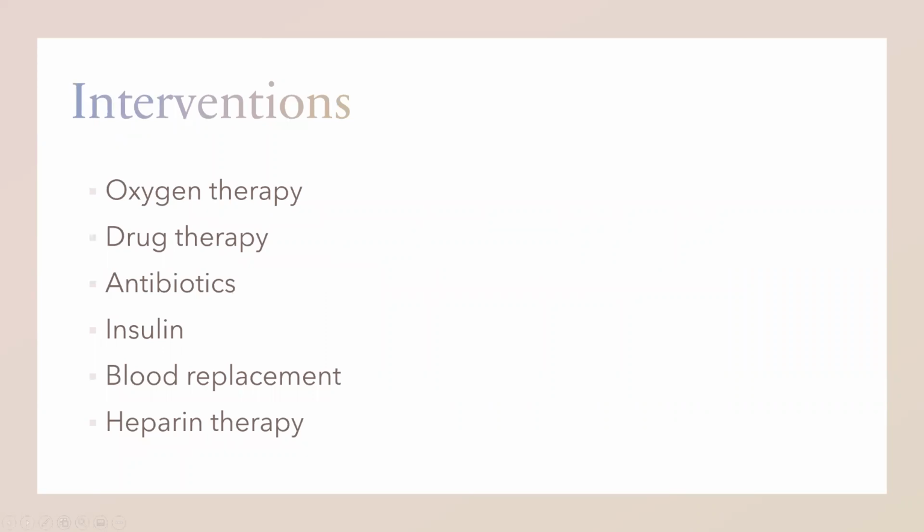Their output is low. So we give them oxygen. We give them drug therapy, right? Vasopressors, anything that can help increase the blood pressure. Give them antibiotics. They're going to be on insulin because of that hyperglycemia. Fluids as well, obviously. We might have to give them blood, platelets, fibrinogen, heparin therapy early on prior to the bleeding.